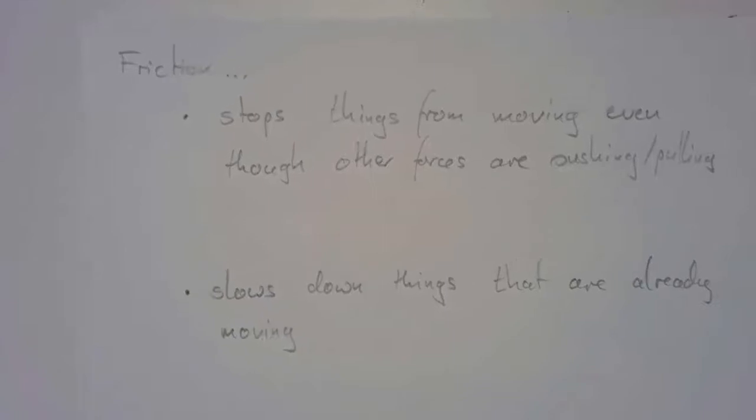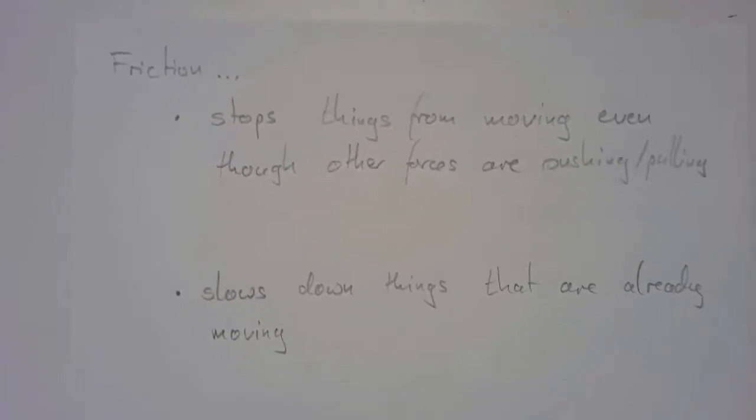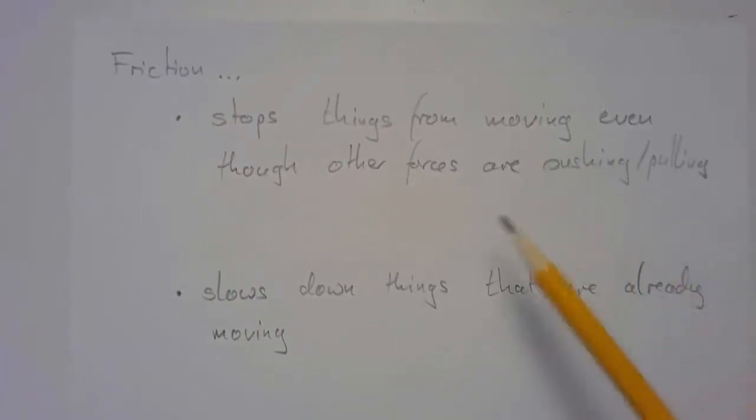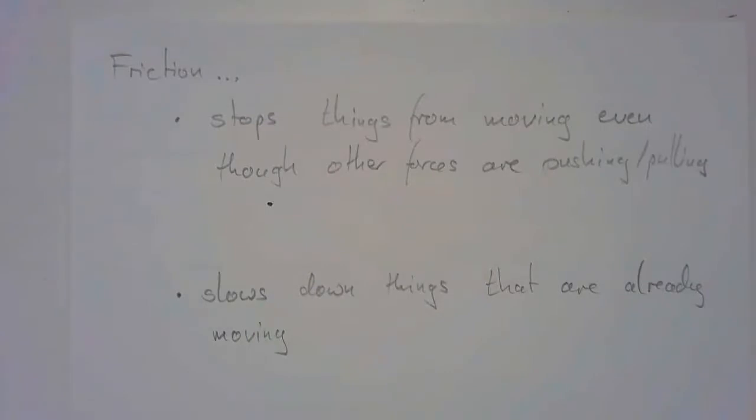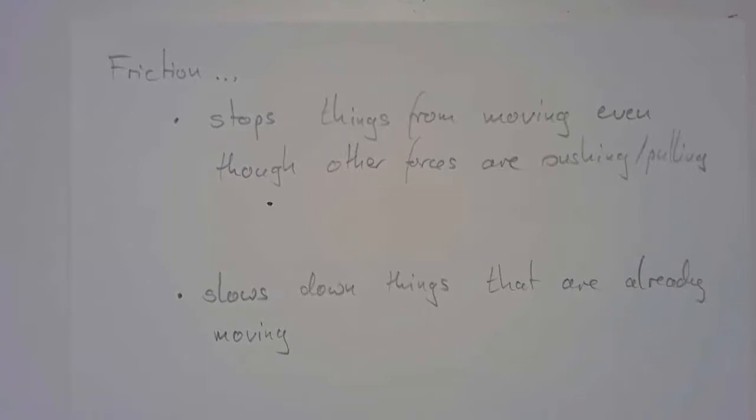So friction, in a sense, does two things. It stops things from moving, even though there are other forces pushing or pulling on it. One example, think back to the lecture where we had a box on a ramp. Or maybe you park your car on a hill, it would be the same example. But why does your car not just slide down the hill with acceleration g sine theta, like we talked about? Well, it doesn't, because there is friction.